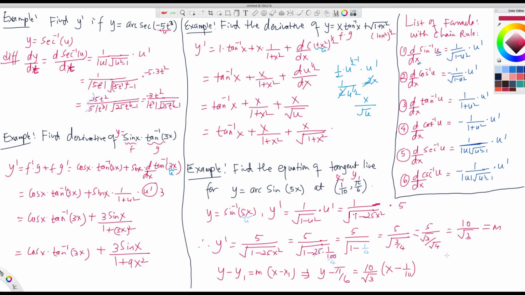So you simplify that. What do you get? This implies y equals 10 over root 3 times x minus 1 over root 3, because you need to distribute this. 10 and 10 will cancel out, 1 over root 3 left. 1 over root 3 and then plus pi over 6, because you will have to add this pi over 6 there. So this is the final answer for this problem. So this is the end of this section 5.7. Okay guys.